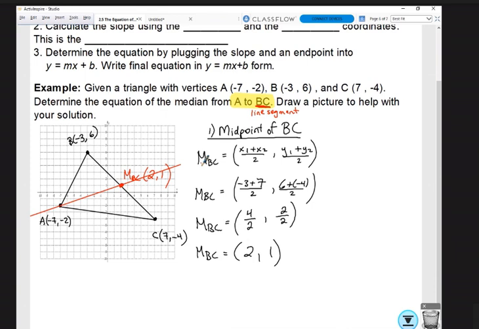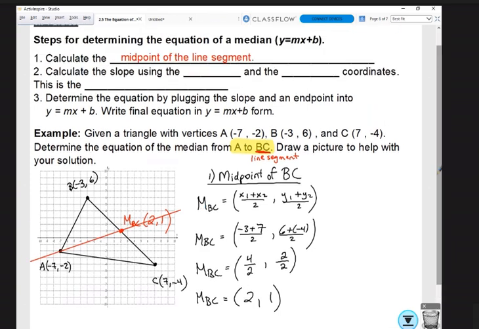At this point, you can almost put the steps away and you just kind of know. But if you are the steps person, we're going to calculate the slope using the vertex. Now, vertex meaning like the vertice here, which in our case is coordinate A, and also the midpoint of BC. And it says here, this is the slope of the median. And I don't think we're shocked by that.